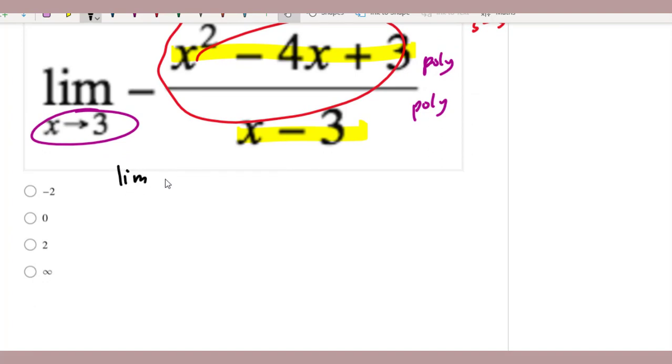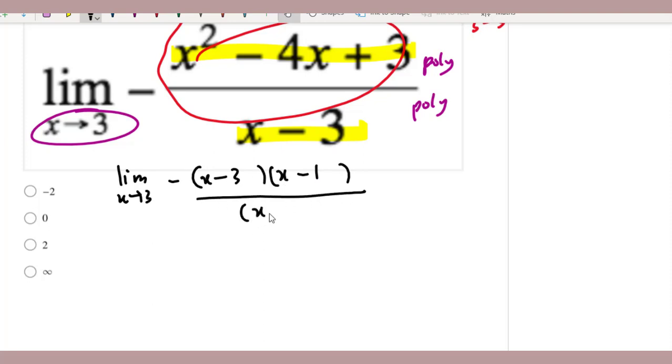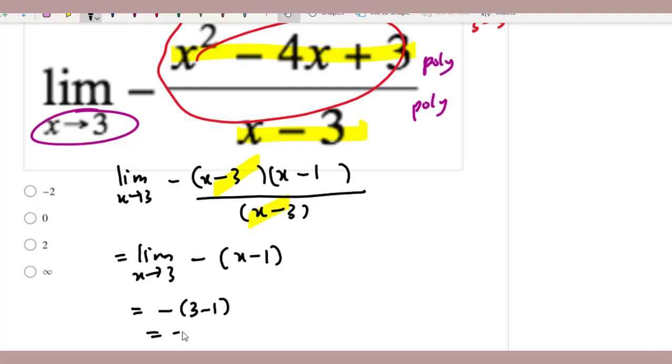Limit as x approaches 3. Right? x minus 3, x minus 1. x minus 3, this one cancels. So then it is equal to the limit as x approaches 3 of negative x minus 1. Then substitute 3: negative 3 minus 1 equals negative 2. So the answer is negative 2. Okay, settled.